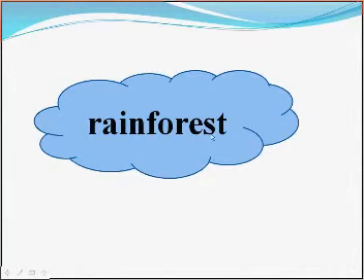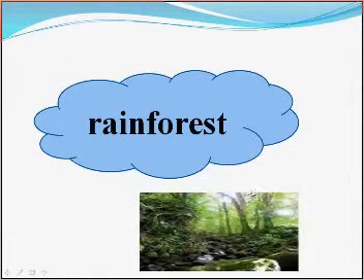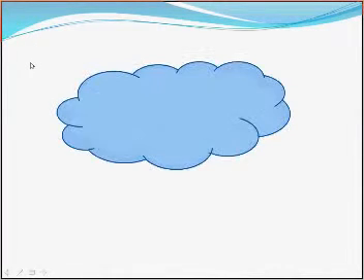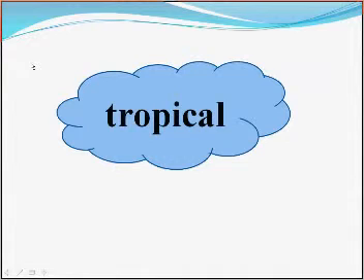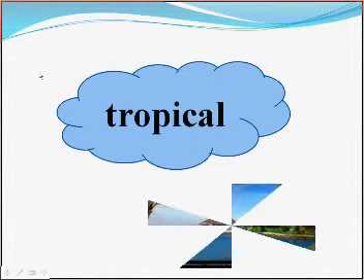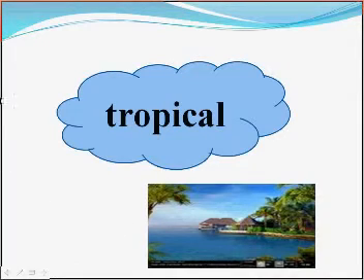Rainforest. Rain and forest. We know the meaning of forest is a place with lots of trees, and we have the word rainforest, which is usually found in places of tropical climate. You can see here a place with a lot of trees, rainforest. Tropical. This is a tropical place, where there is very, very hot weather.